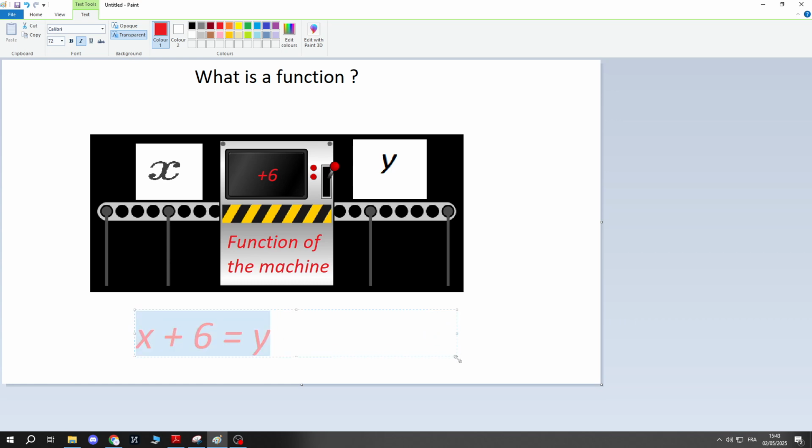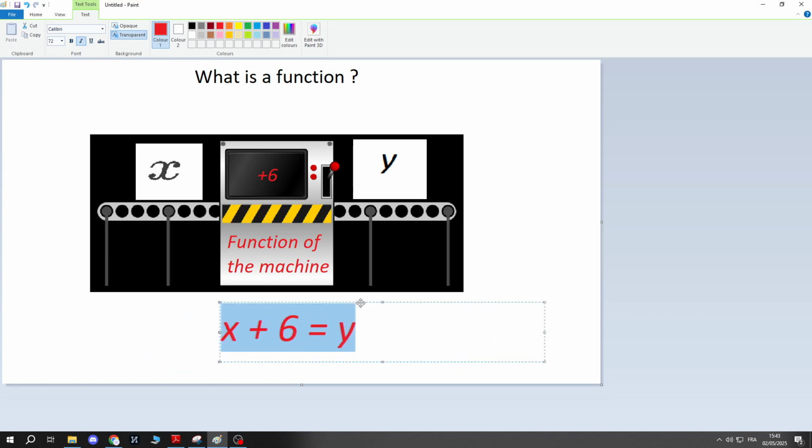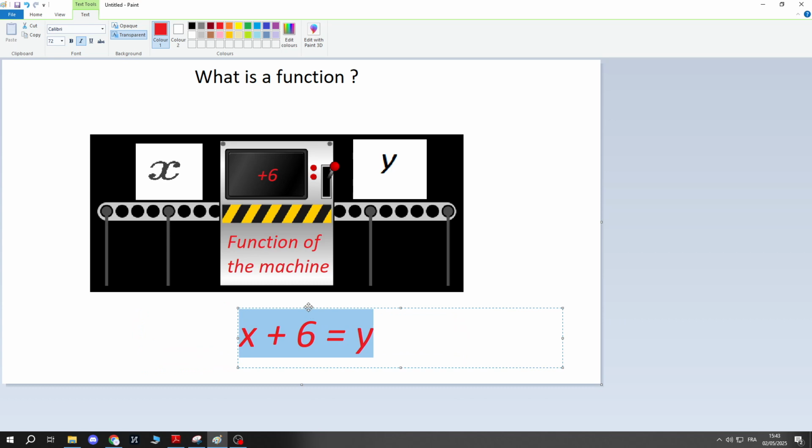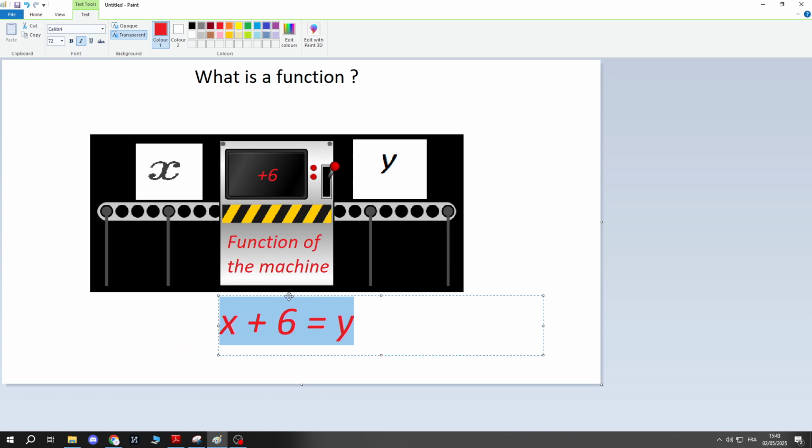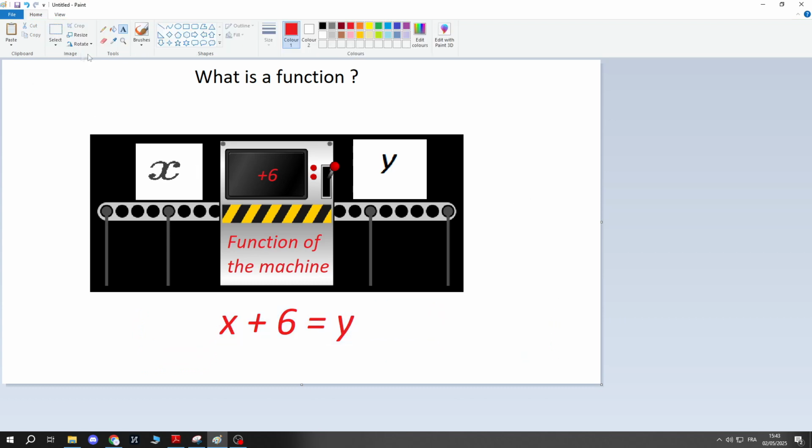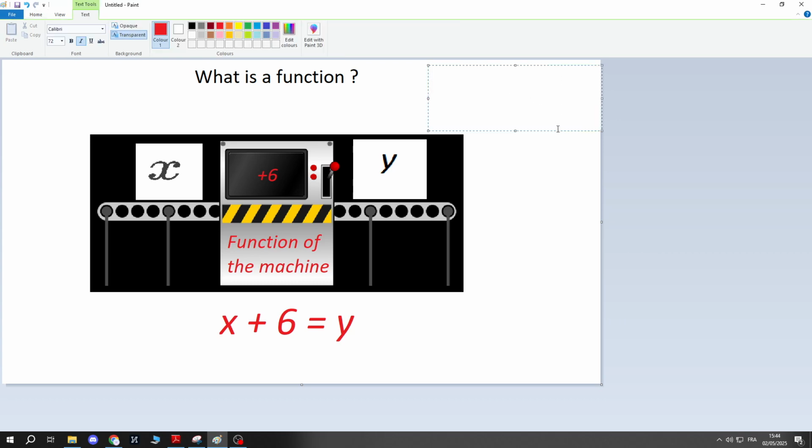So, in other words, we are describing a relationship between what goes in the machine and what goes out of the machine. So if we were given a definition for what a function is, we would simply say a function describes the relationship between two variables, for example, x and y.